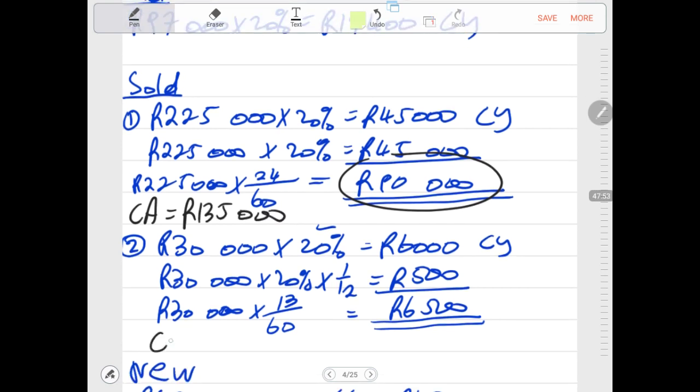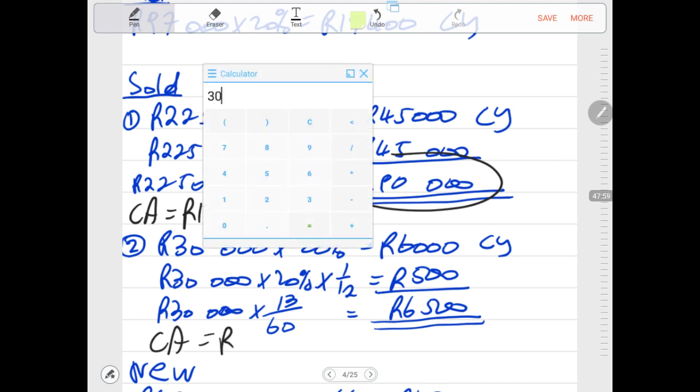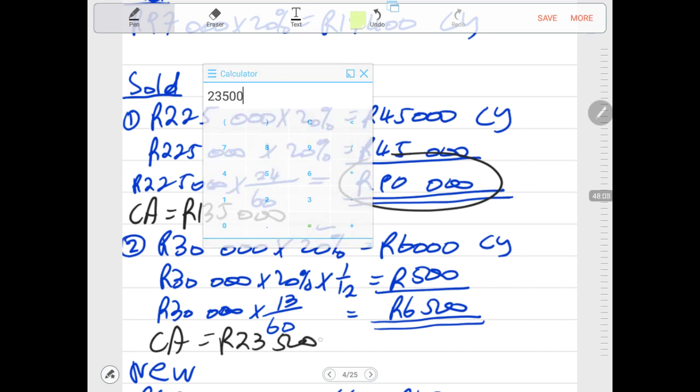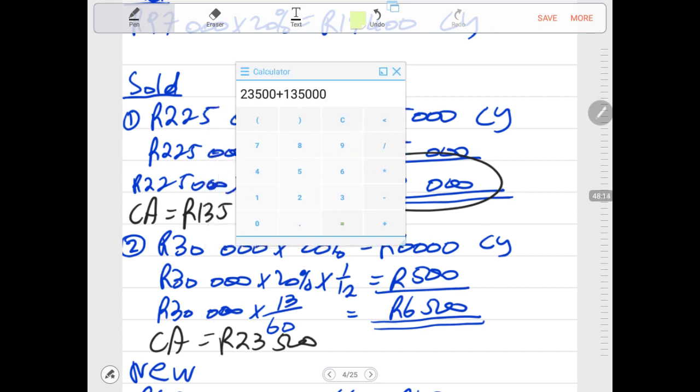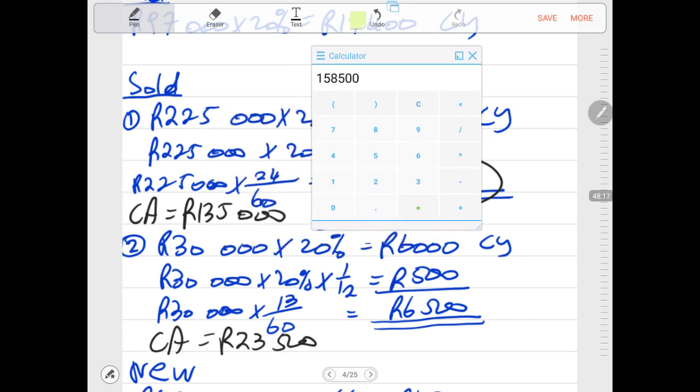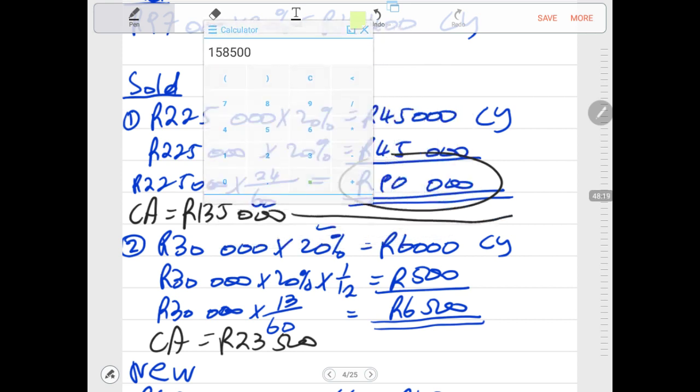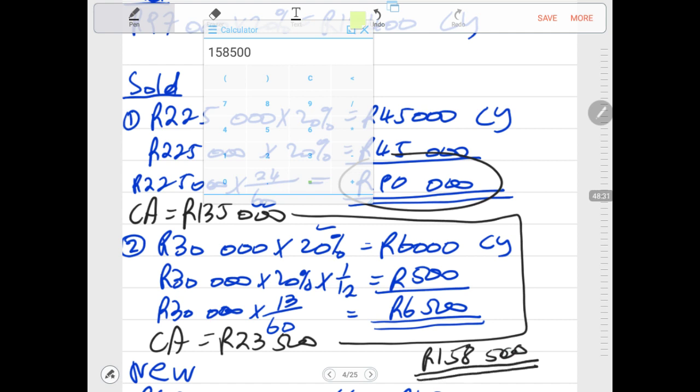And the carrying amount for this one, not forgetting cost minus accumulated depreciation. The cost is 30,000 rands minus accumulated depreciation of 6,500. It gives me 23,500. So the total carrying amounts will be plus 135,000 rands. So the total carrying amount as one amount will be 158,500. This is the carrying amount for the vehicles that were sold, for all of them, because there has to be one amount at the end of the day.